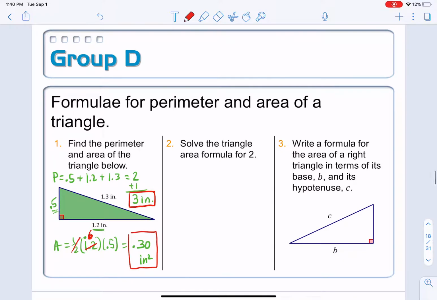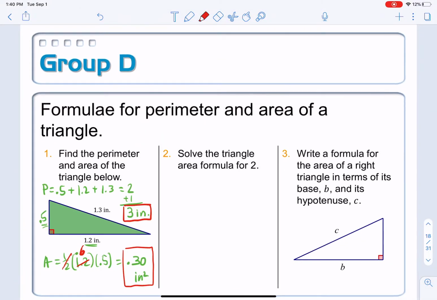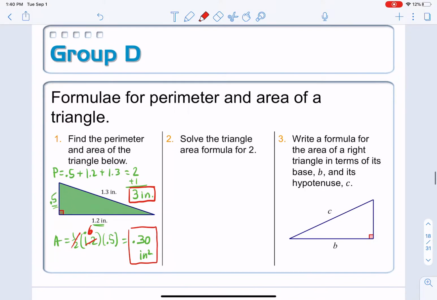Okay, let's look at number 2. Solve the triangle area formula for the number 2. Okay, so as we've looked at in some of the other problems, I want to highlight the fact that I am looking for a triangle area formula. Ignore the 2 for right now. So let's go ahead and write down that formula, which is area is equal to 1/2 base times height, okay? And then we want to solve that thing for 2.